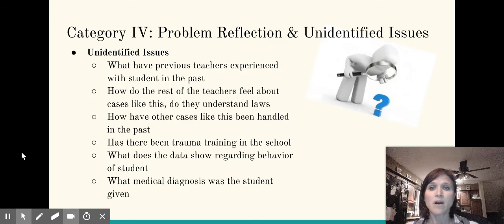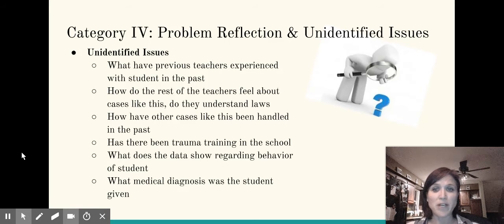Unidentified issues. Something that I still question is, what have the previous teachers experienced with that student? How have they handled it? How do the rest of the teachers within the school feel about cases like this? Do they understand the laws? Do they understand least restrictive environment and that students can't be taken out of the classroom? And how have cases like this been handled in the past? Did the previous special education teacher just pull students? If so, where did they go? How did they support that student and their learning?